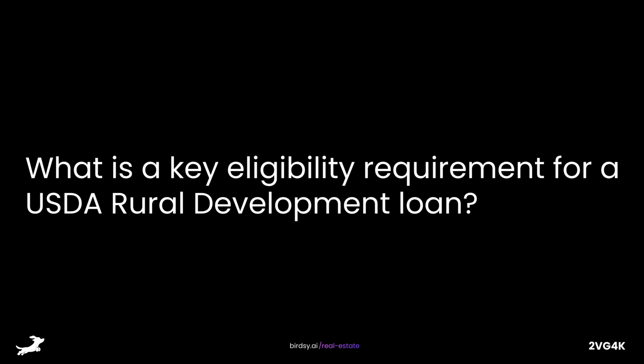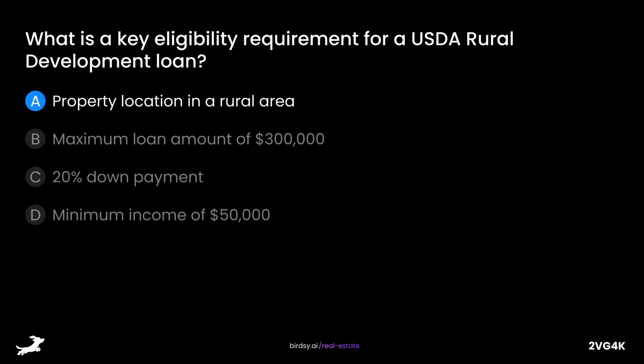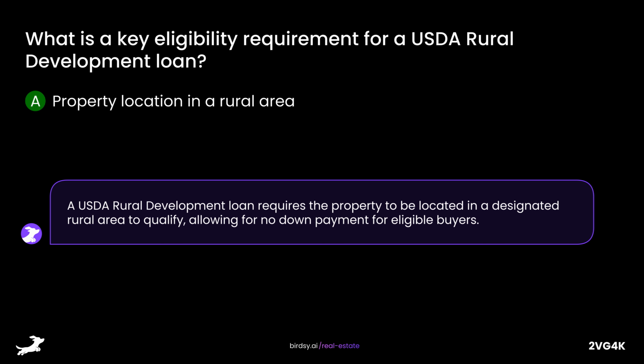What is a key eligibility requirement for a USDA rural development loan? Is it A, property location in a rural area, B, maximum loan amount of $300,000, C, 20% down payment, or D, minimum income of $50,000? The answer is A, property location in a rural area. A USDA rural development loan requires the property to be located in a designated rural area to qualify, allowing for no down payment for eligible buyers.